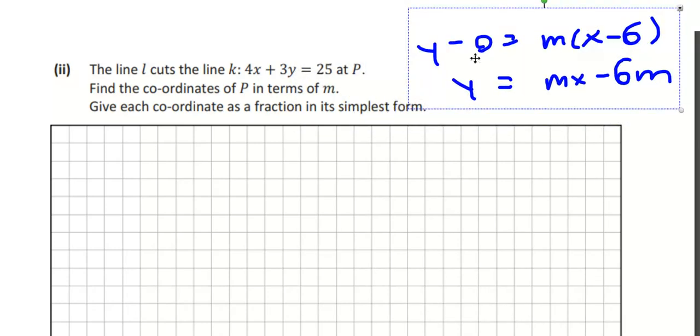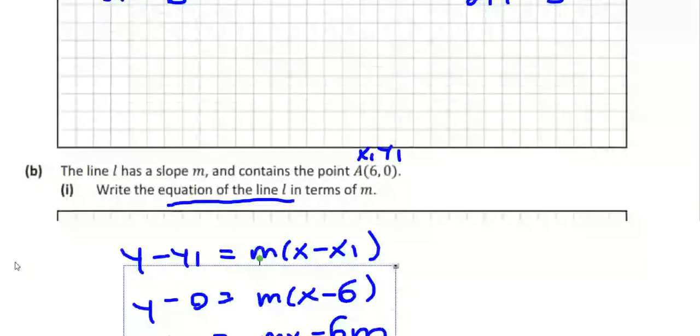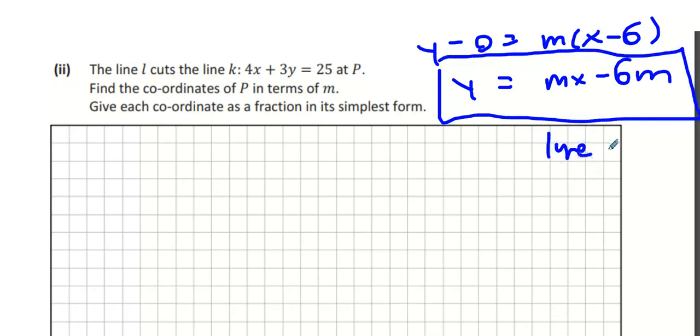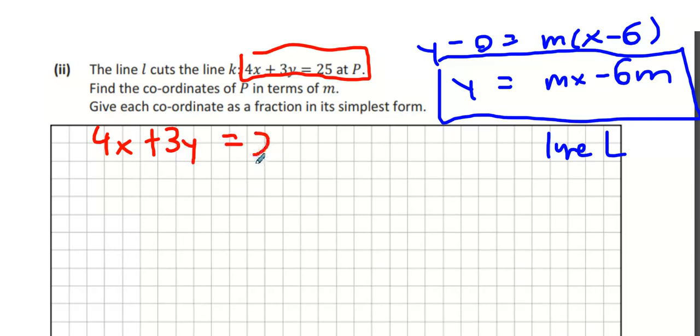Okay, the line L cuts the line K, 4x plus 3y equals 25, at P. Find the coordinates of P in terms of m and give each coordinate in its simplest form. Oof. What is the equation of line L? This is line L. So right here, I have line L. Blue box is line L. Line K is the red box. So line K is 4x plus 3y equals 25.